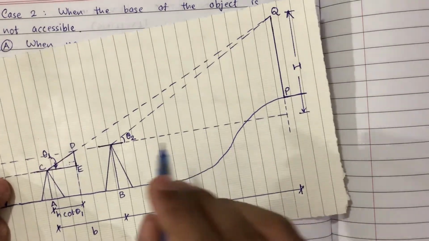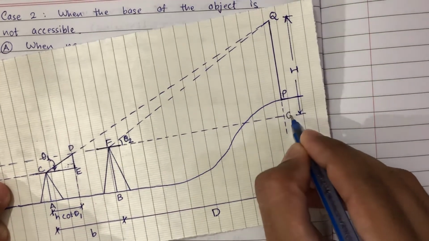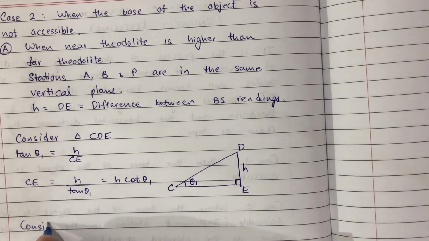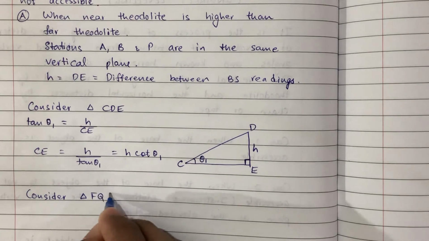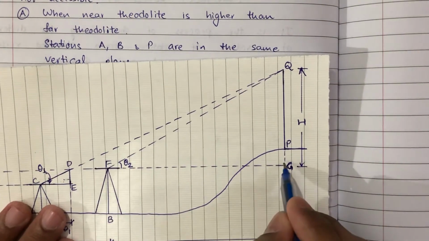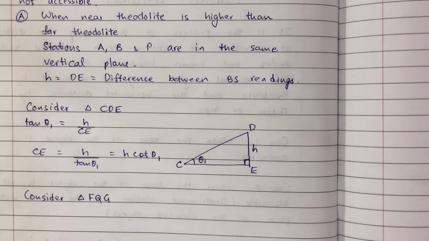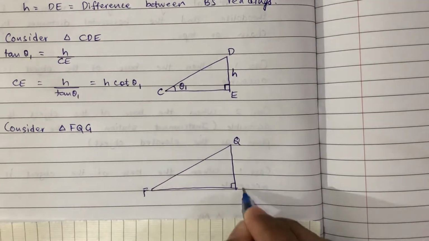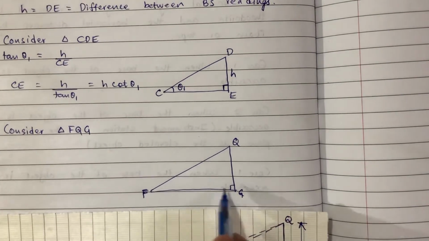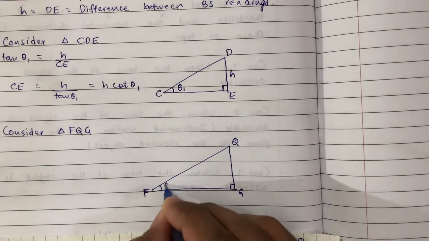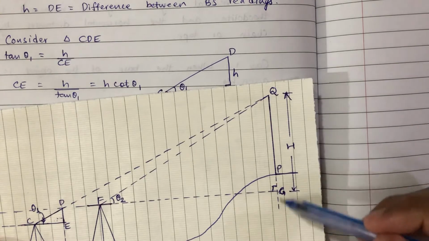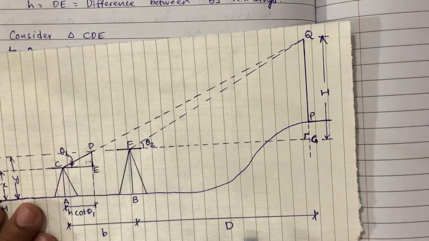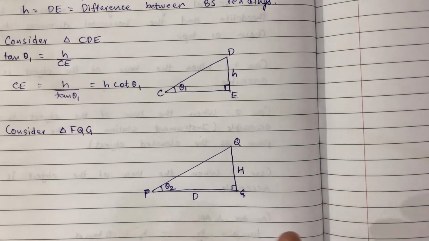Now if we consider this triangle, suppose this is point F, this is point G. Consider triangle FQG. Again, this triangle FQG is right angled at 90 degrees at point G. This angle is given as theta 2, and this height QG is given as capital H. And this distance FG is given as the horizontal distance D.